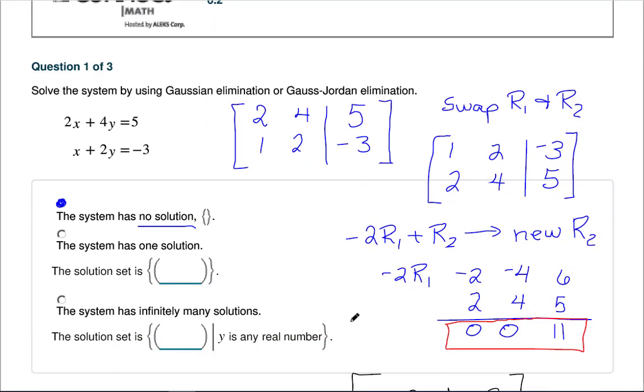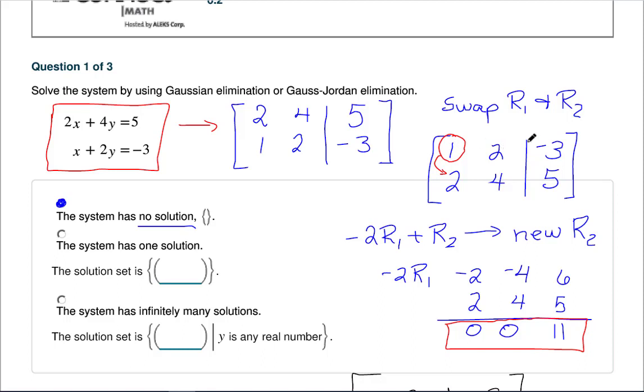In question 1 here, we have our system of equations 2x plus 4y is equal to 5. X plus 2y equals minus 3. Alright, so we convert that to our matrix, grabbing just the coefficients. I see there's a 1 there. That's good. So I'm going to swap out row 1 and 2. Alright, now our goal is to use that 1 to make a 0, as we did in the previous section. So I'm going to take minus 2 times this row and then add it to row 2.